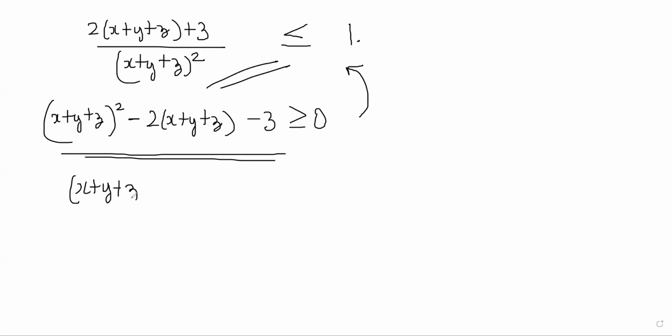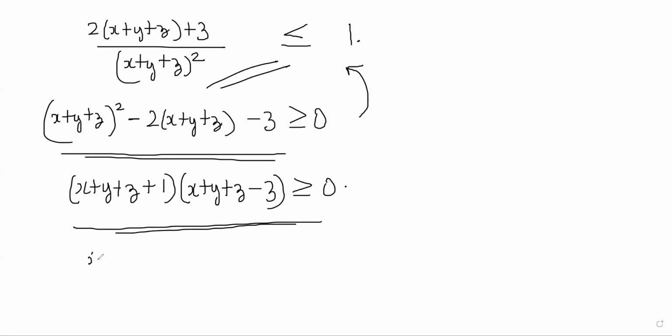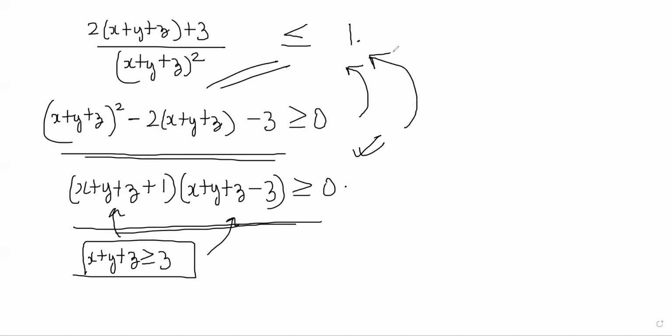Factorizing it gives us (x + y + z + 1)(x + y + z - 3) ≥ 0. Now in the problem itself, they have said that x + y + z ≥ 3, which means that both of these factors are greater than 0, which means that this is true, and that implies that this is true. And if this is true, our inequality is true, right?